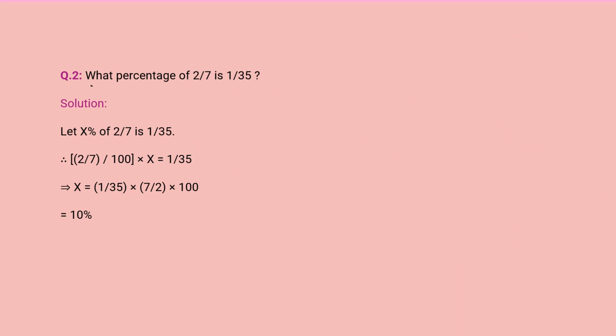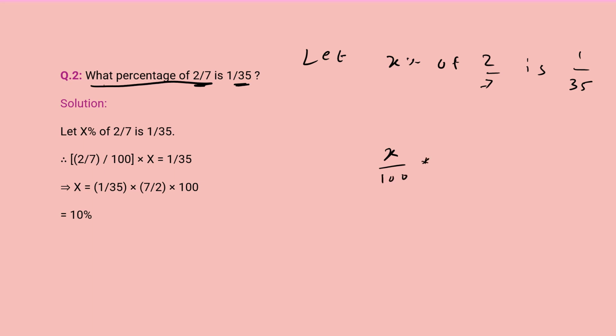Again the question is, what percentage of 2/7 is 1/35? So you have to calculate what percentage. So what we will do, we will take the percentage as x. Let x percentage of 2/7 is 1/35. So how will you do? x upon 100 into 2/7 is basically equals to 1/35. Now how will you calculate the value of this x?